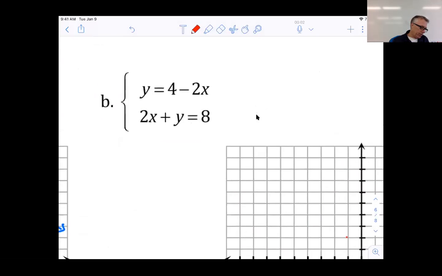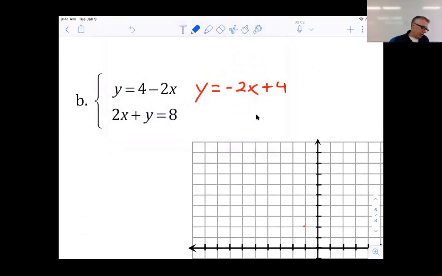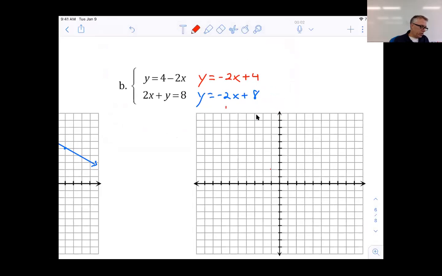The second one is similar, but it's just jumbled up a little bit. To write it in slope-intercept form, the top I'm going to write as y = -2x + 4, so I have it in mx + b form. For the next one, I'll move the 2x over, so I have y = -2x + 8. I can see already these two lines are going to be parallel. They're not going to intersect because they have different y-intercepts.